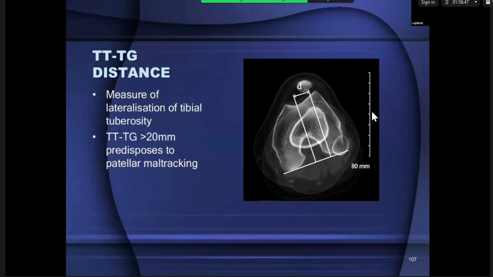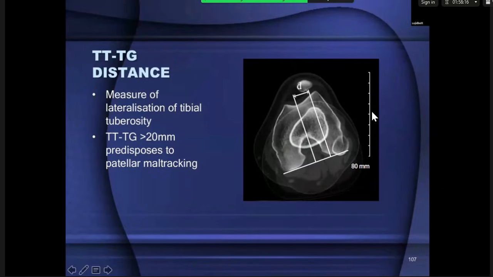Surgeons want to know what the trochlear groove to tibial tuberosity distance is, and this is an important finding in terms of trying to surgically correct this. What you need to see is the deepest point of the trochlea, so point here, and then the center of the tibial tuberosity.